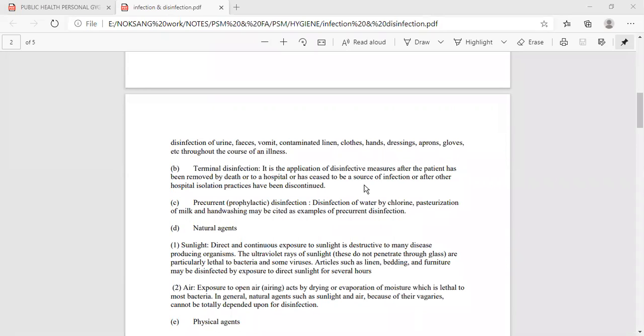Okay, the bed, then the stools, the nearby surrounding, everything should be disinfected, because as soon as the other patient goes, a new patient will get admitted. So because of that, to protect against cross contamination and infection, terminal disinfection is mandatory. Okay, next is precurrent disinfection, that is by chlorine.